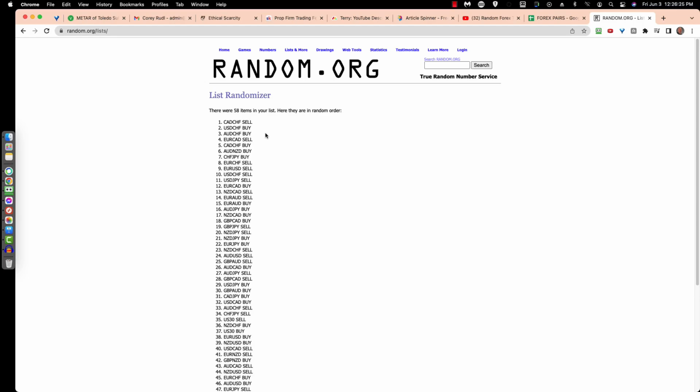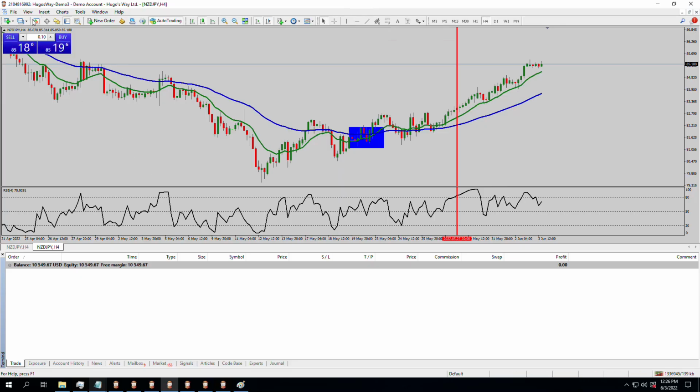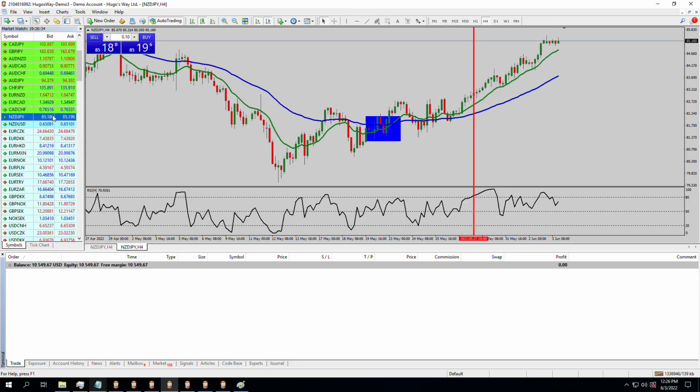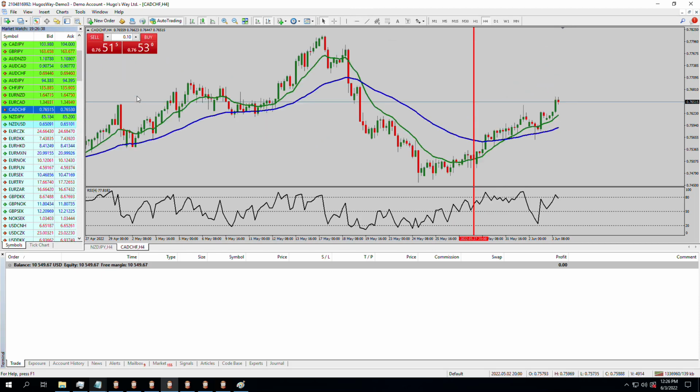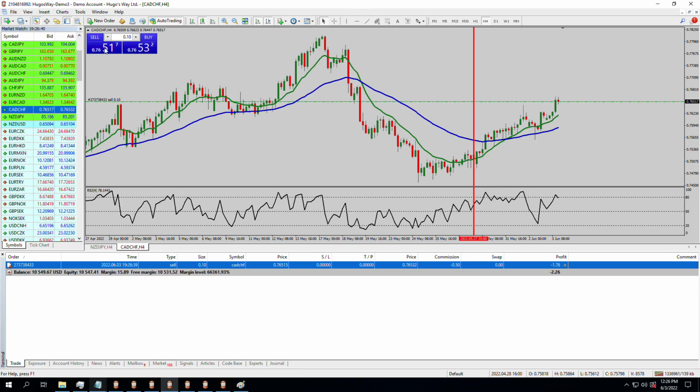CAD Chief Sell. So here we are on the charts. I'll open up CAD Chief. Here it is. I'm going to drag it to the active chart, and I'm going to immediately hit sell. Absolutely random. We're in a CAD Chief Sell. Now, let's get rid of the market watch window here.